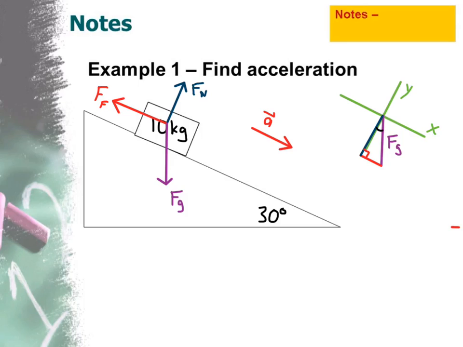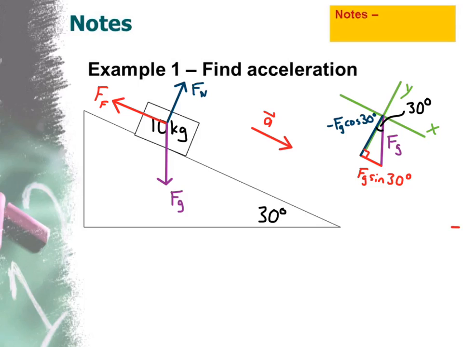When we go to break those up into x and y components, we know that this is an angle of 30 degrees because this angle is 30 degrees. So this x component is going to be F_g times sine of 30 degrees, because sine is opposite over hypotenuse. The y component is going to be negative F_g cosine of 30 degrees, because cosine is adjacent over hypotenuse. And I put this minus sign in front because it is going in the negative y direction.